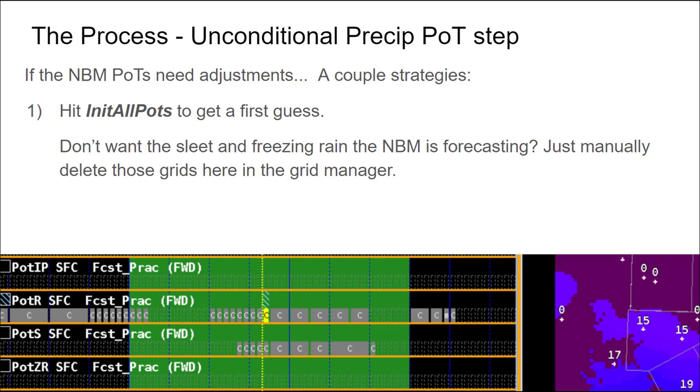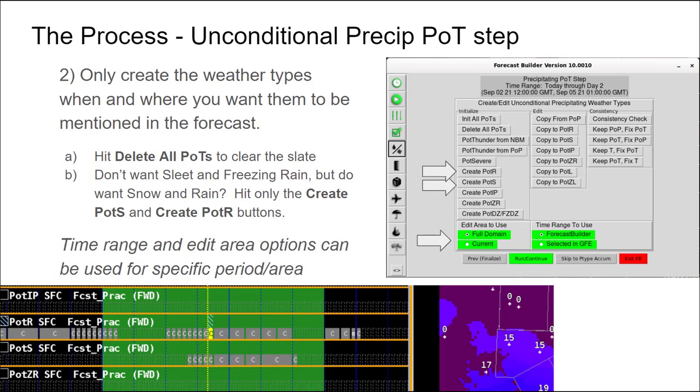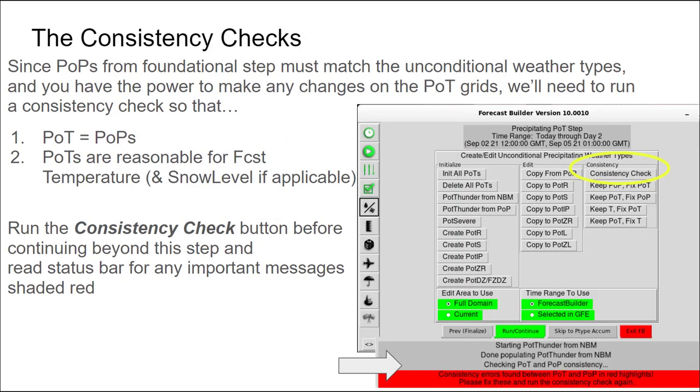Or there's another way to do this. The second strategy is to hit Delete All Pots to clear the slate, then just hit the Create POT R and Create POT S buttons. You'll only get these precip types initialized. Note that you can use the edit area and time range options at the bottom of the GUI here. Let's say you only want freezing rain for Monday, but not for Tuesday or Wednesday, or for just a certain part of your CWA. Drawing edit areas and time selections is a great way to limit the initialization of any of these precipitation types.